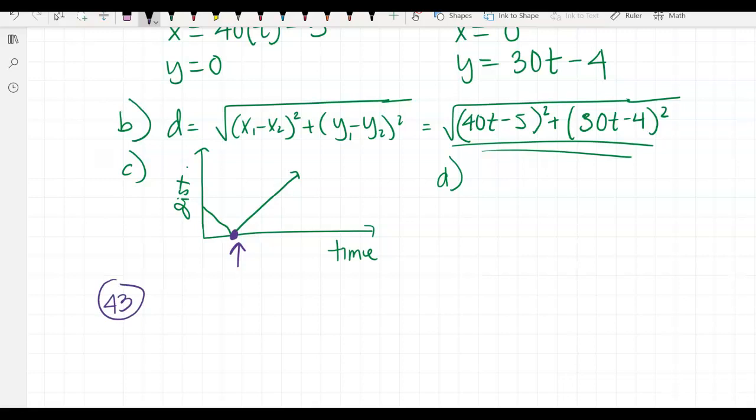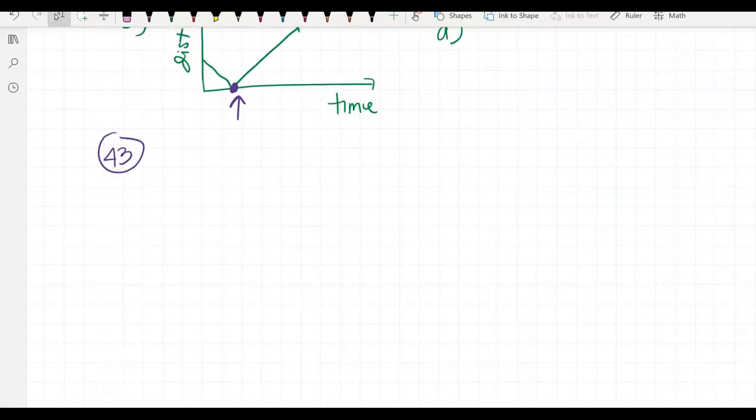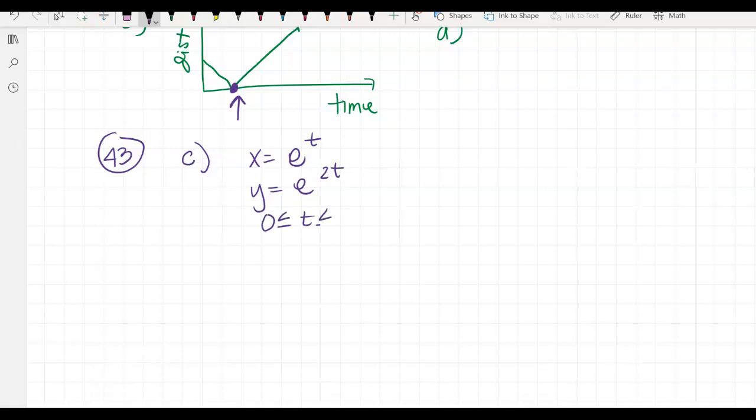All right, give me the one with the log and the e. The log is C3. X equals e to the t power, and y equals e to the 2t power, and the restriction is t from 0 to the natural log of 4. Okay.